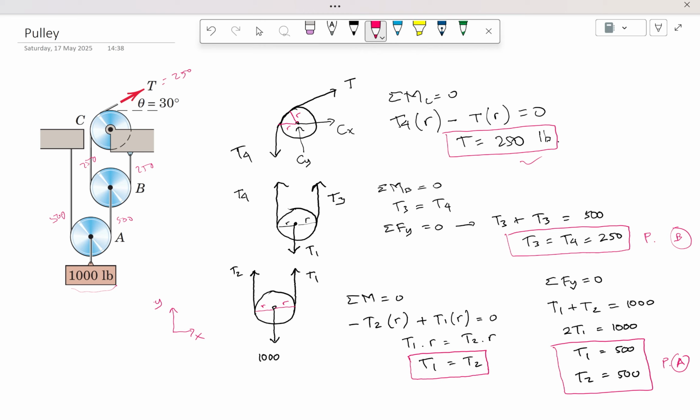You need to prove by using the principle of equilibrium: moment equilibrium, force equilibrium in the y direction, in the x direction. It's very important that you not only be able to solve for the number, but also implement what you have learned, implement the theory, the principle of equilibrium, Newton's law. Okay, I think that's it for the first problem on pulleys.